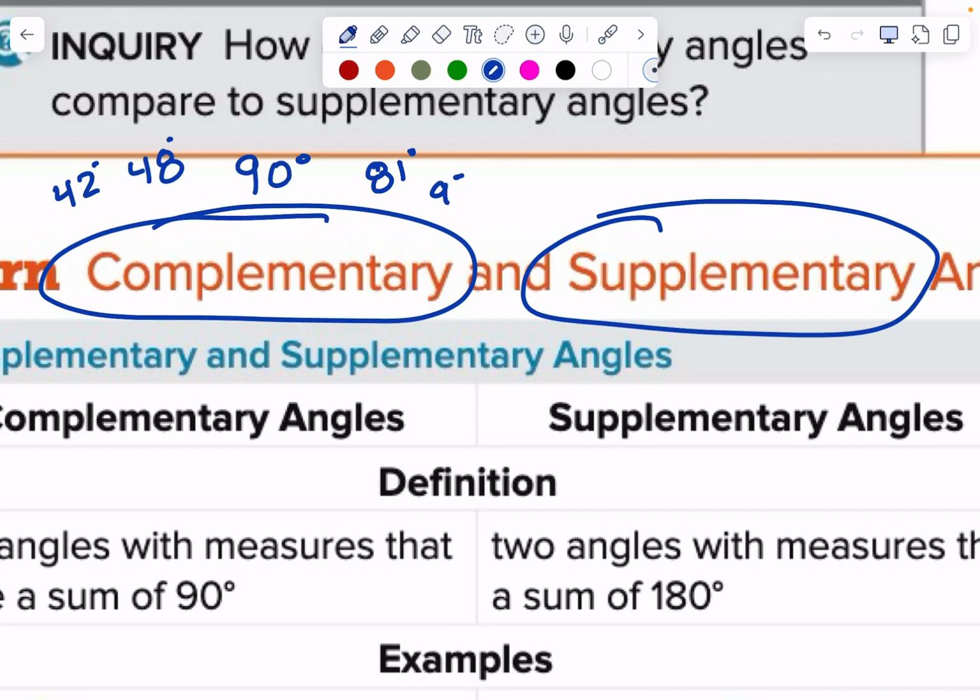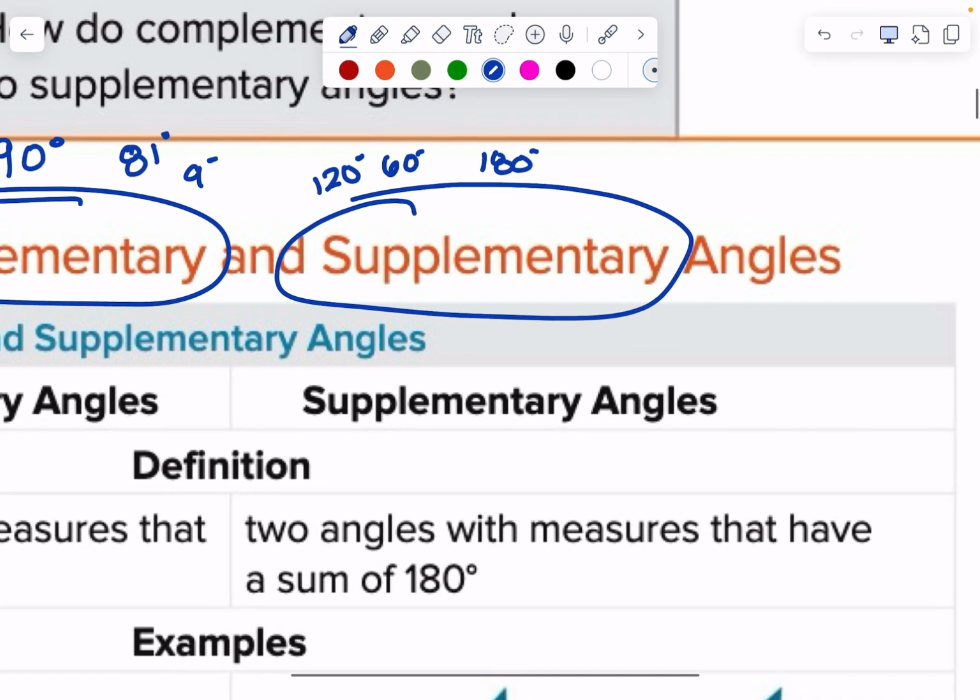Supplementary, they add up to be 180. So 120 and 60 degrees are supplementary angles. 151 and 29, those are supplementary angles.